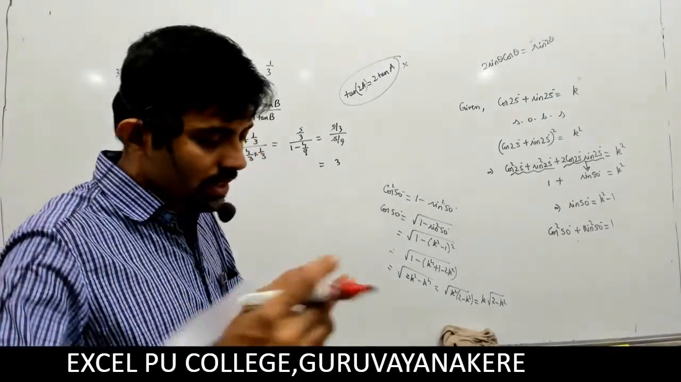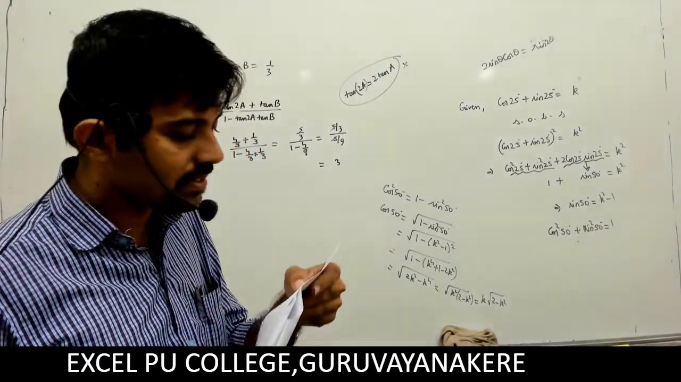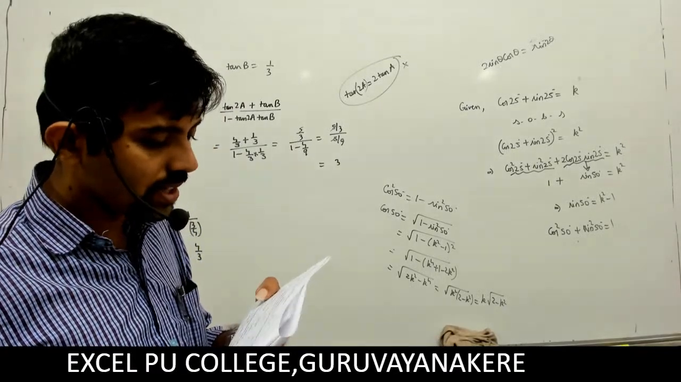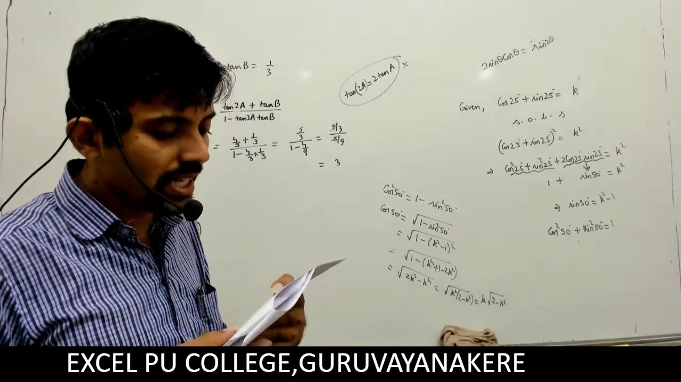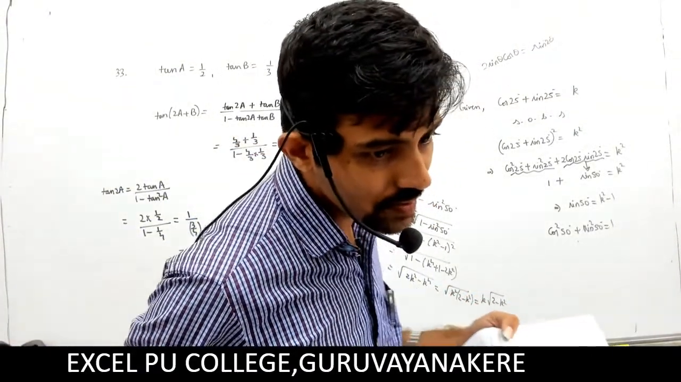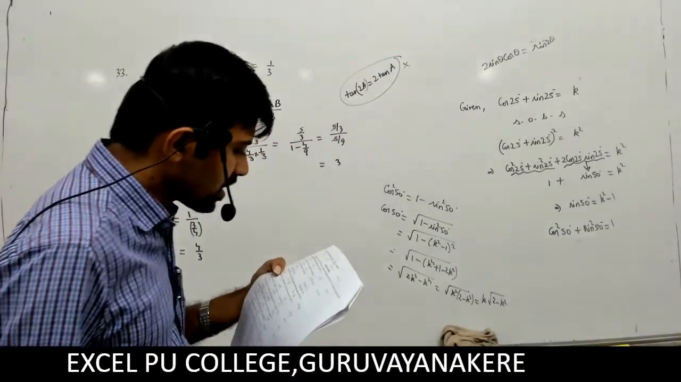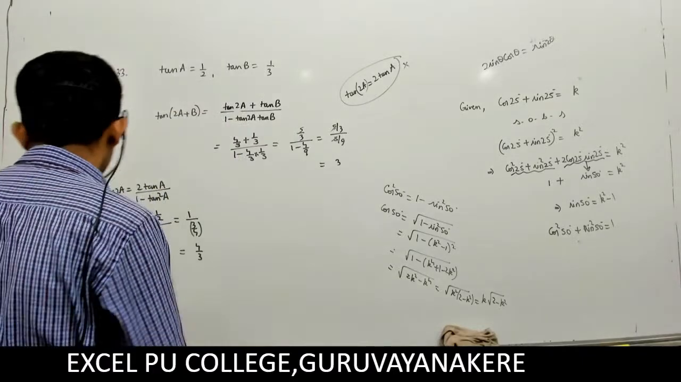Last one. Try this. Sin 2 theta is given as k. You need to find the value of tan cube theta by 1 plus tan square theta plus cot cube theta by 1 plus cot square theta. Right? Tan is sin by cos and cot is cos by sin, and go on simplify it.